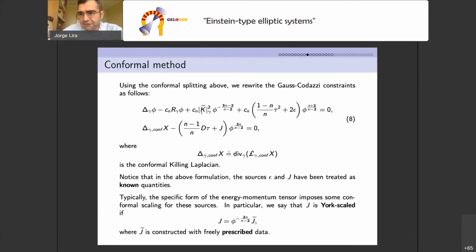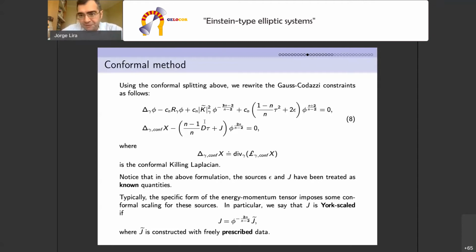This is the traceless part of the second fundamental form, which is free up to now. Tau is the mean curvature. In both equations, you have the influence of the mean curvature. And epsilon and j correspond to the density of mass and the current given by the physical fields. And phi is the conformal factor. So you have some expressions which involve powers of phi, the conformal factor, and some coefficients that involve both the mean curvature and the presence of these matter fields in the ambient.